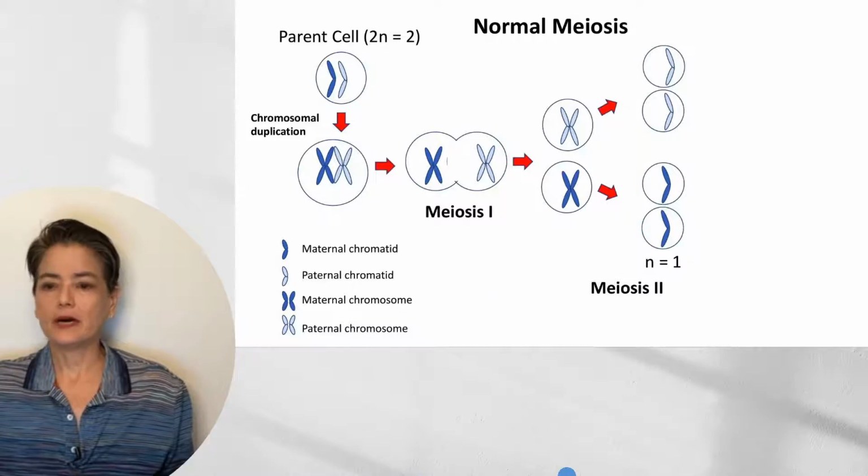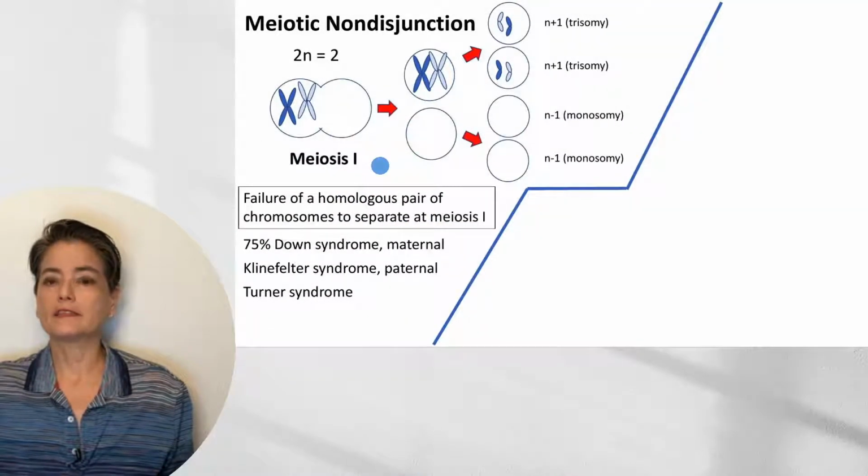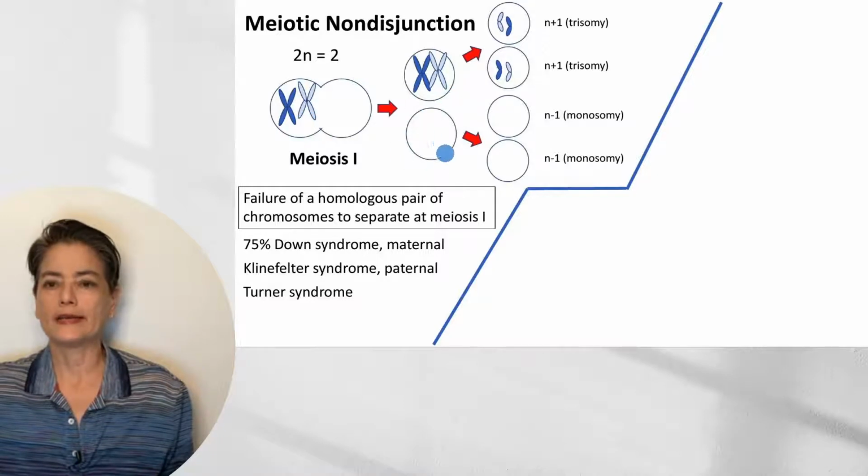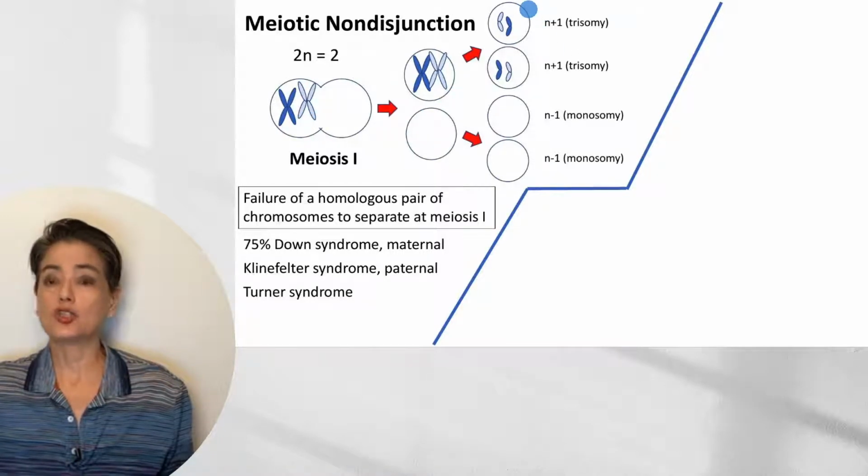Now, what we see in non-disjunction in meiosis 1 is a failure of the homologous pair of chromosomes to separate. So here, instead of each of these going into a daughter cell, we have 2 going into one daughter cell and none to this one. This is going to lead to trisomy in 2 of the gametes and monosomy in the other 2. The reason this math looks a little complicated is because keep in mind that 2n in humans is 46. And this would be a very complicated figure, so just understand that there are a whole bunch more chromosomes in here.